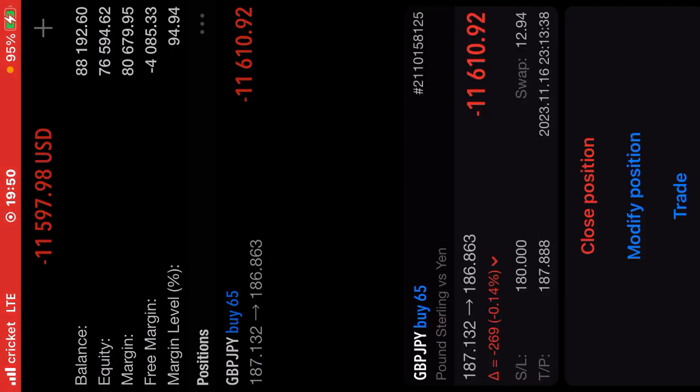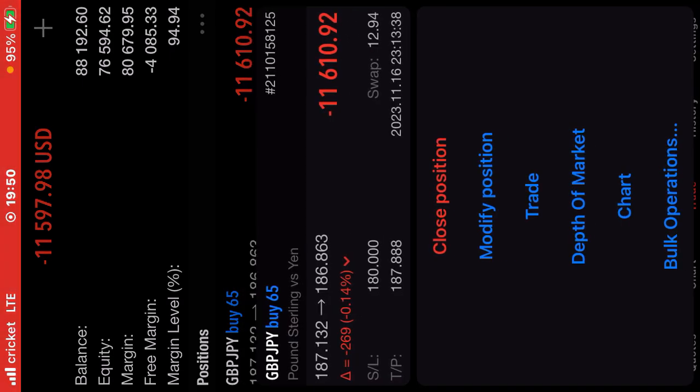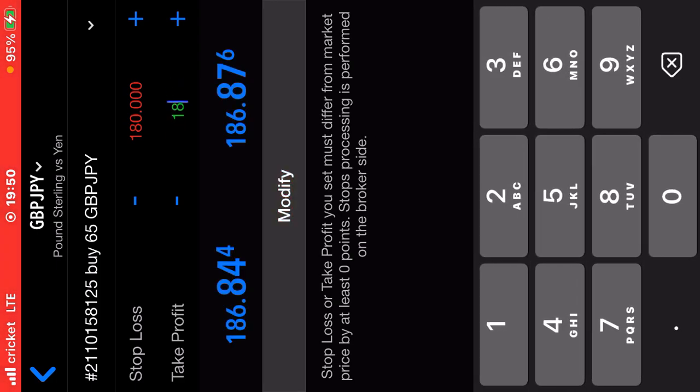But these things right here, we press on the trade here, and then there's a thing that says close position, modify position, trade, depth of market, and stuff like that. But press on modify position, and then there's a place to put a stop loss and a take profit. And so I'm actually going to put the take profit way up there. I'm going to raise it up to way up there.